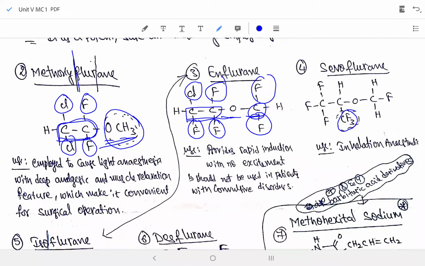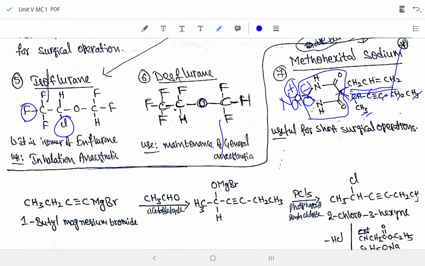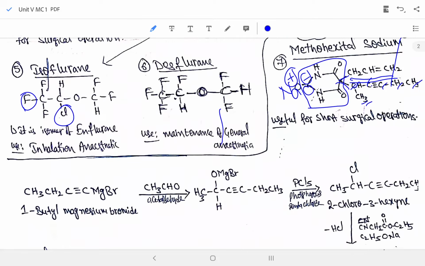Sodium means here Na plus, O minus, and the double bond will be absent. Okay, that is the sodium salt. If you remove sodium, you have to put the double bond O. If sodium is there, O will attain the minus charge and sodium will be positively charged and the double bond will not be there. That is the difference between the salt form and the normal compound. Let us see the synthesis of methohexital.